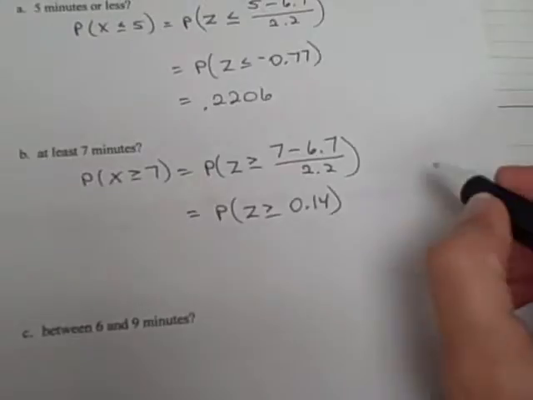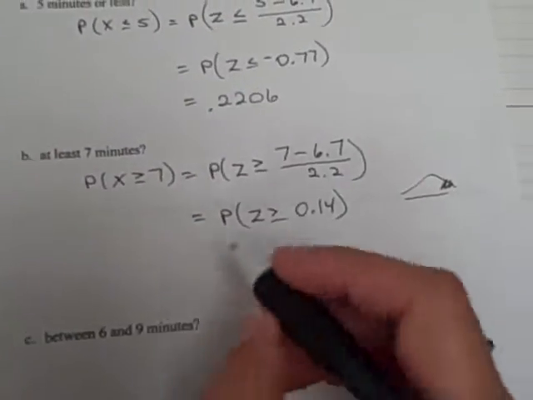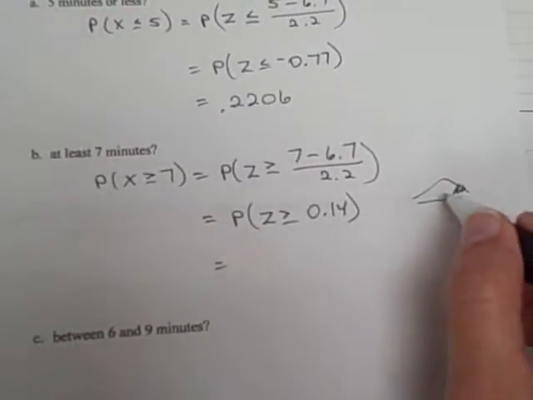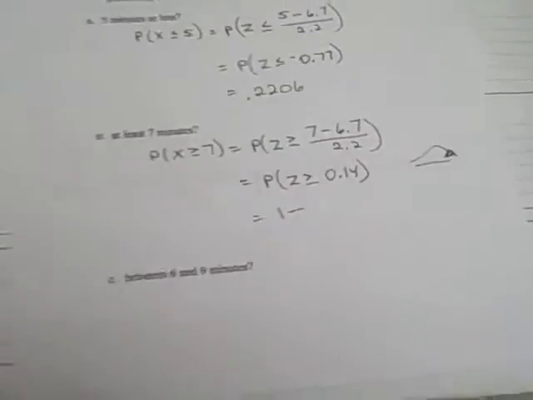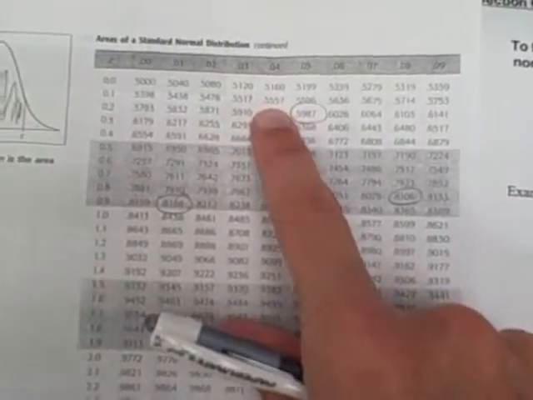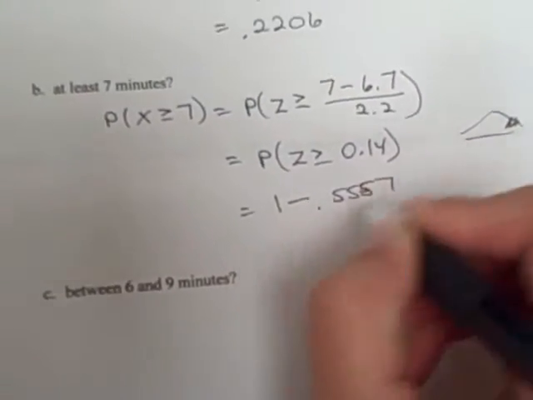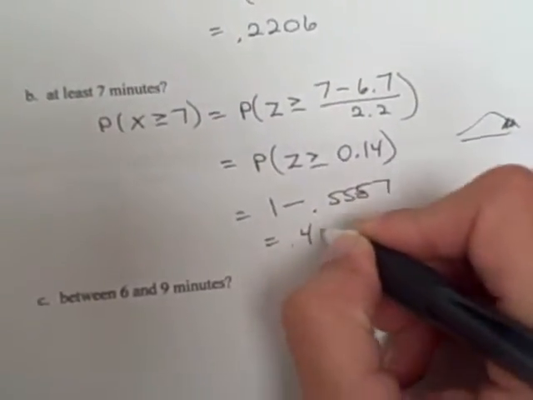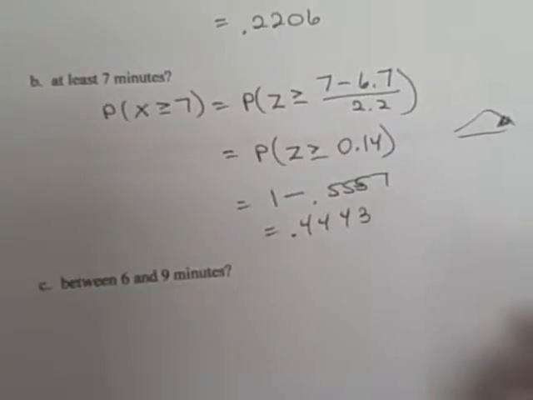Now this is a greater than, right? That's an area to the right. When I look up 0.14, it's going to give me the area to the left. So I have to do 1 minus that area to the left. So 1 minus the area for 0.14, which is 0.5557. So I get 0.4443 as my answer.